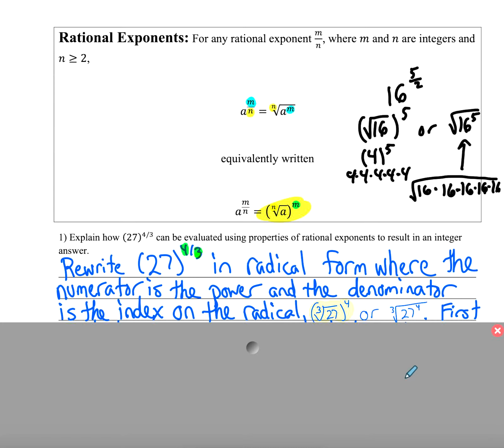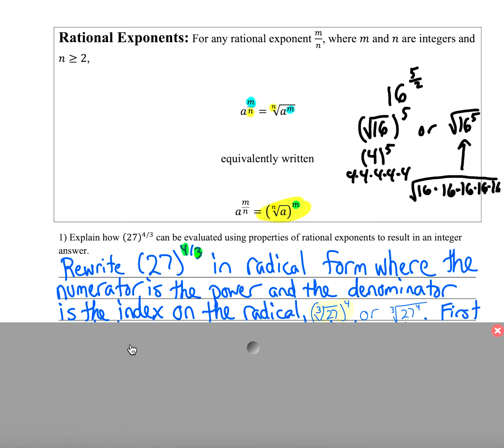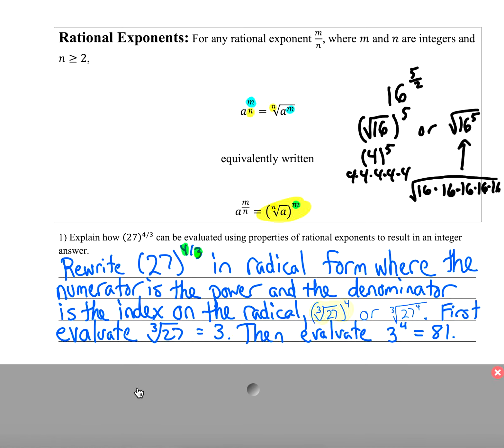But I recommend, that's why I highlighted it, the cube root of 27 to the fourth, because you could do the cube root of 27 first. So what times what times what gives you 27? That would be 3. And then you can do 3 to the 4th, which is 81. So I recommend doing that either way. You would get the same thing. You could go ahead, do 27 to the 4th, and then cube root it. But that's a lot more work, especially if you don't have a calculator.